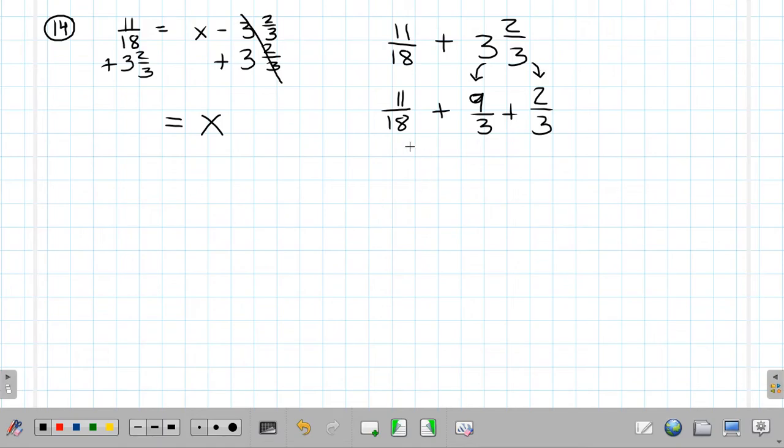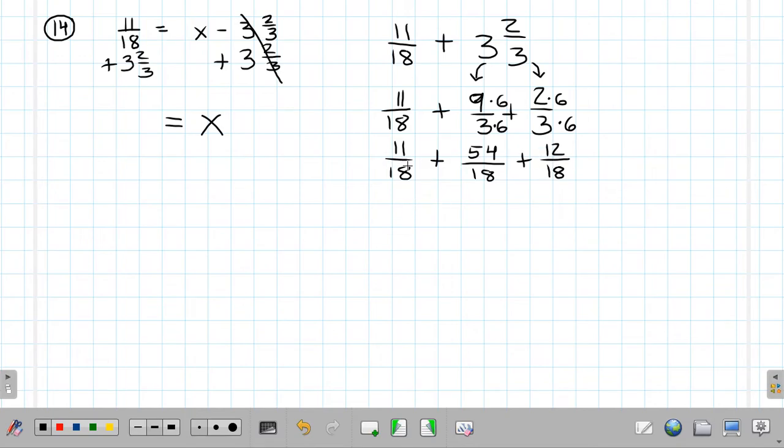But then we run into the problem. We can't add all these together because we don't have common denominators. But we can see this one's actually a little easier, that the common denominator could be 18. But that means we need to multiply this times 6, this times 6. But if we multiply that times 6, the numerators also have to be multiplied times 6. So we have 54 over 18 plus 12 over 18.